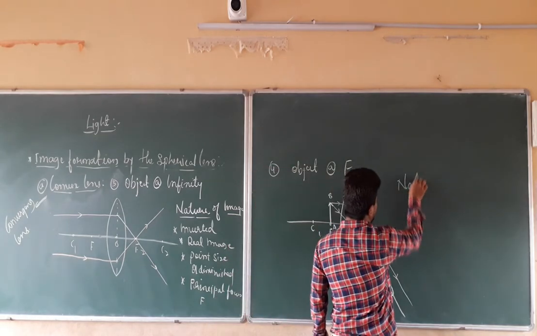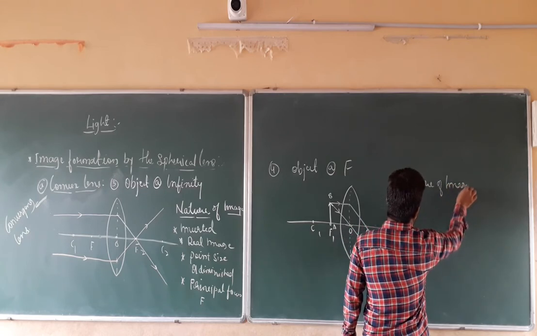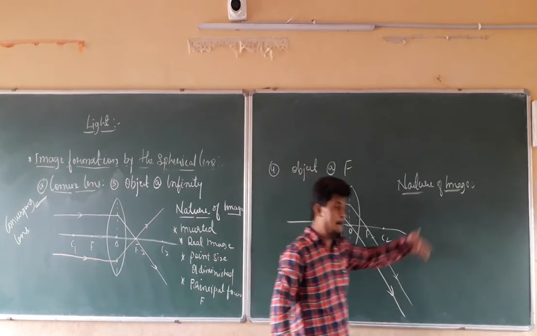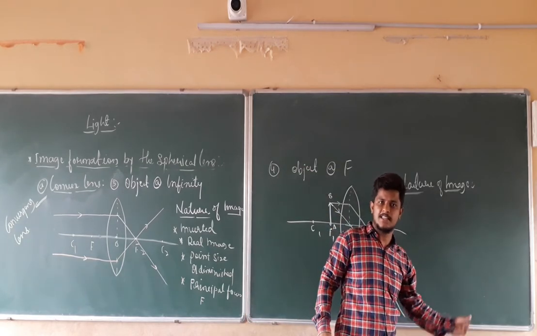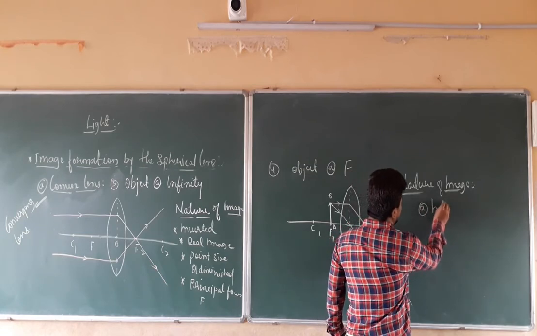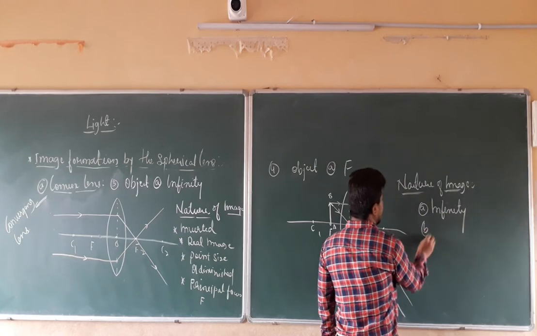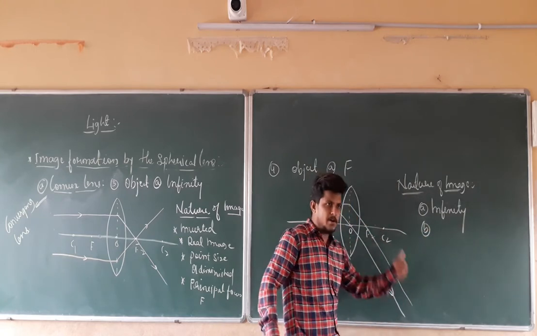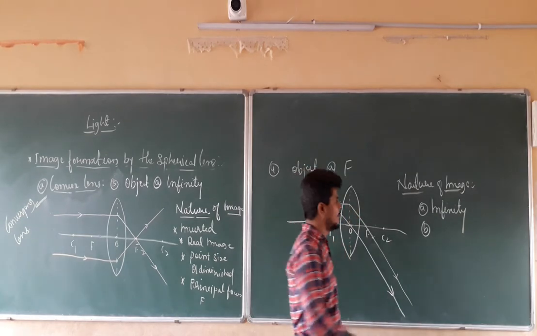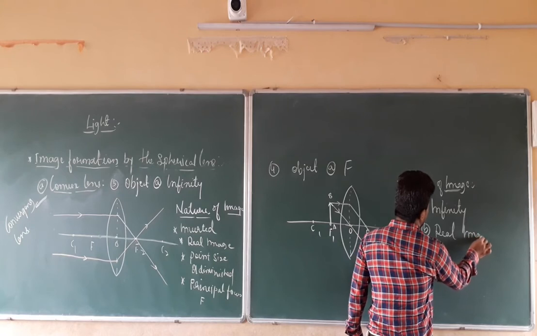So we are going to write the nature of the image. The image is going to form at some point, but you don't know that point. That is nothing but we can say that the image is going to form at infinity. So the position of the image is infinity. Second, if the image is forming on the right hand side, so the image will be a real image.